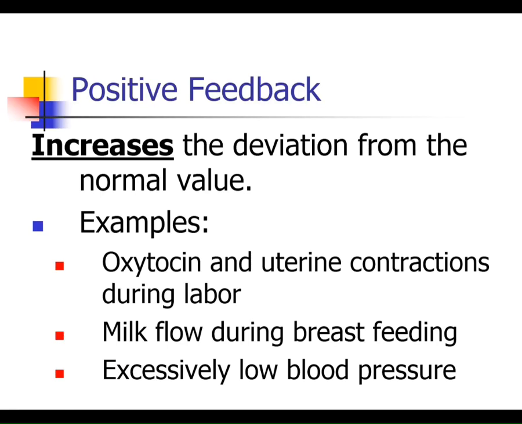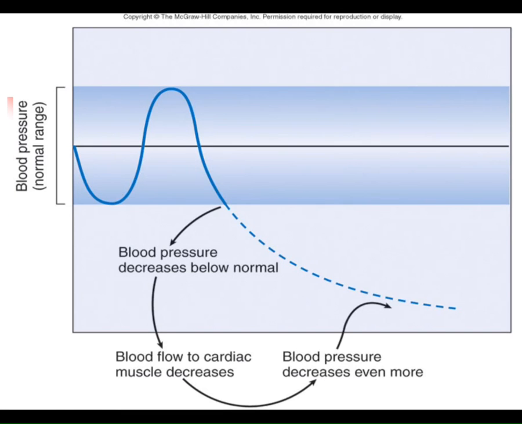Another example is milk flow. Also, during breastfeeding, there's really no way to stop that, if you will. There's no real hormone to stop that. The example I want to show you as a graph is excessively low blood pressure. So let's take a look at this.